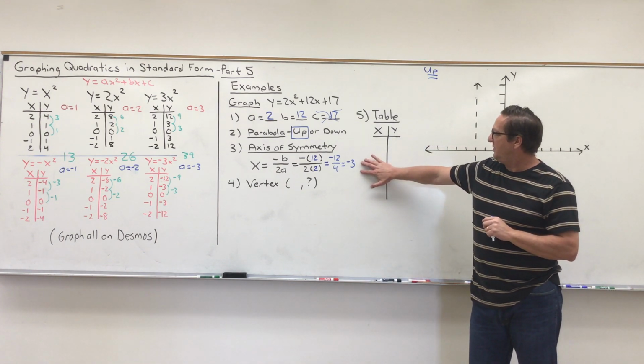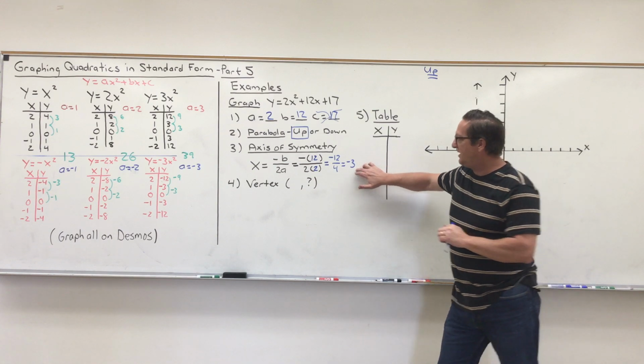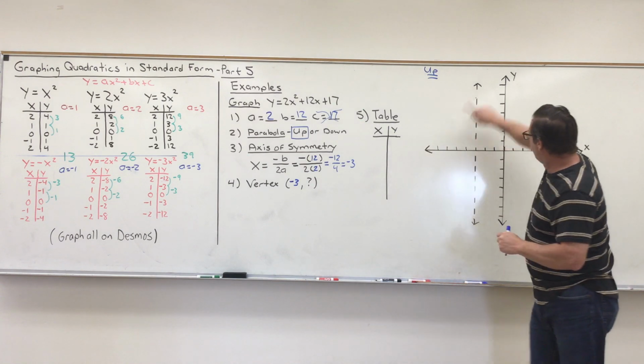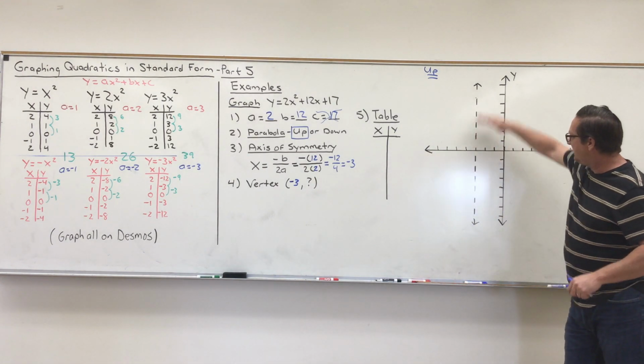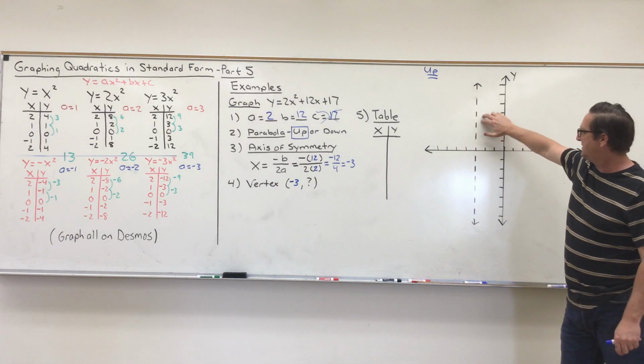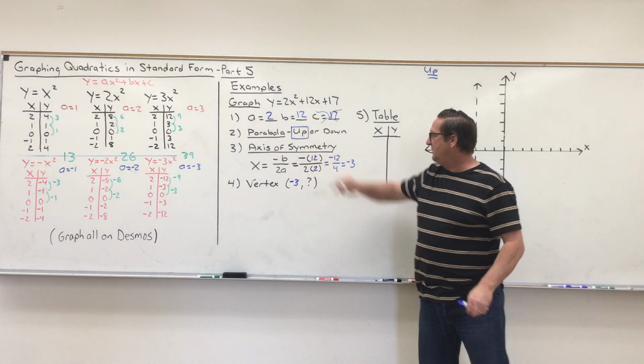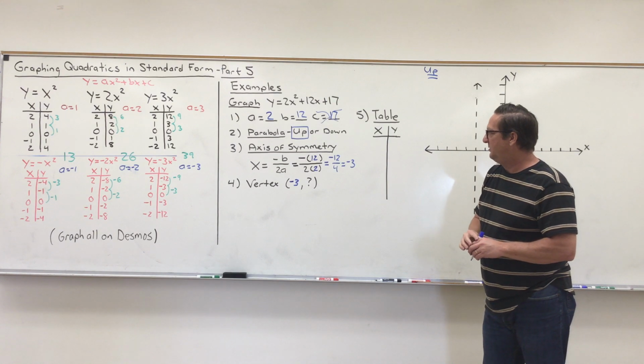Okay, so here I am at negative 3. This is my x value for my vertex. I know my parabola is somewhere on this line. Okay, I know the vertex is sitting there. So I know my x value. Now I'm going to plug in and find my y value. So here we go.